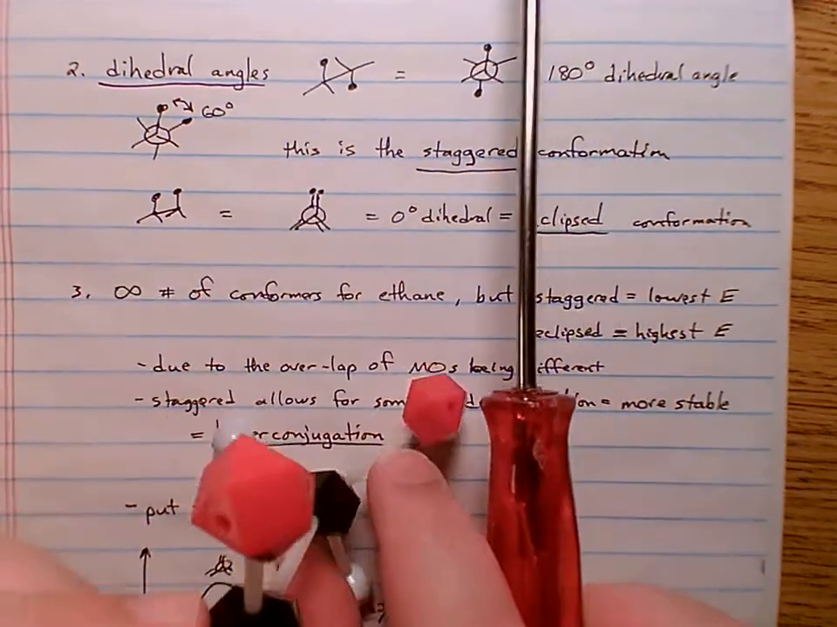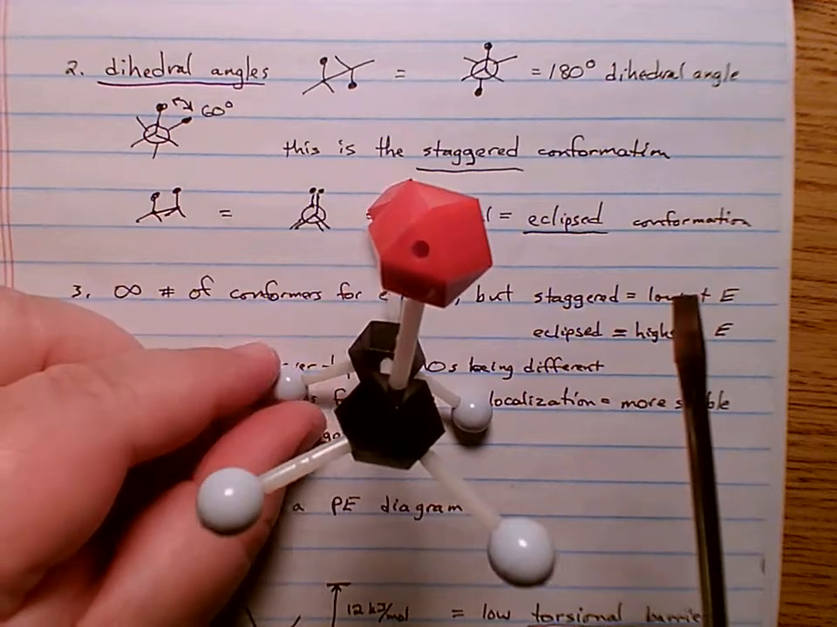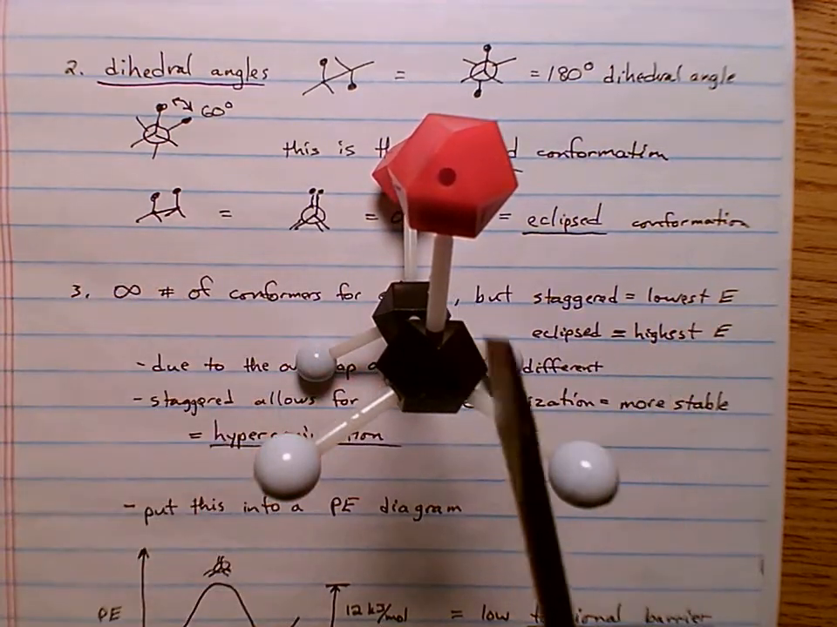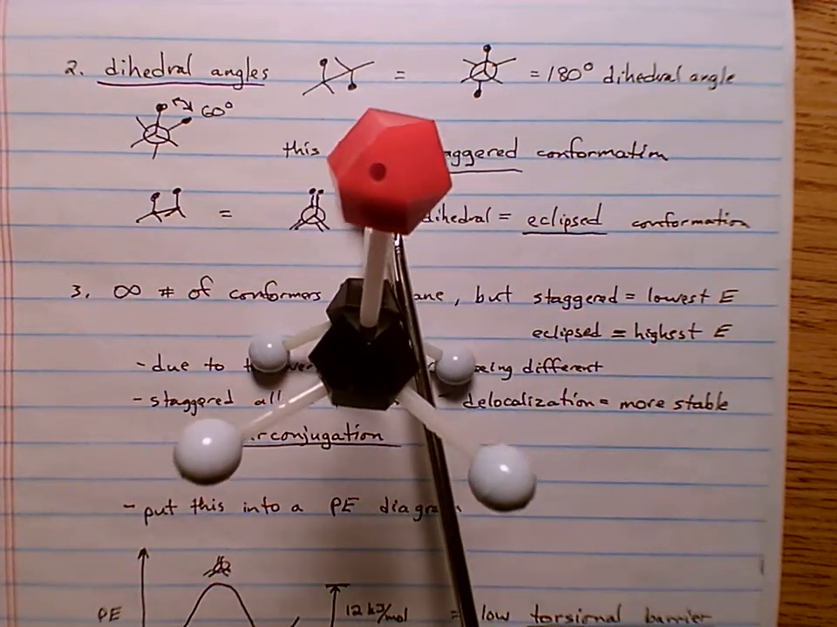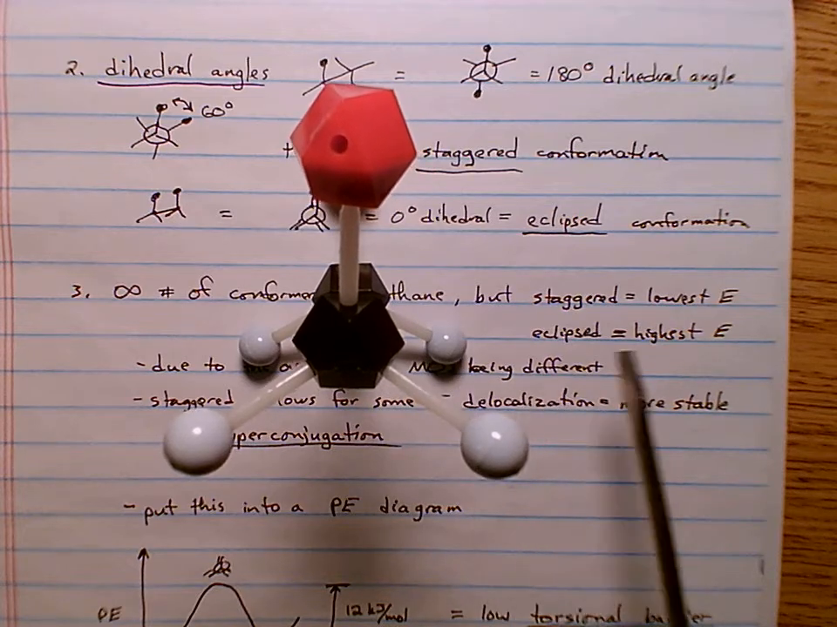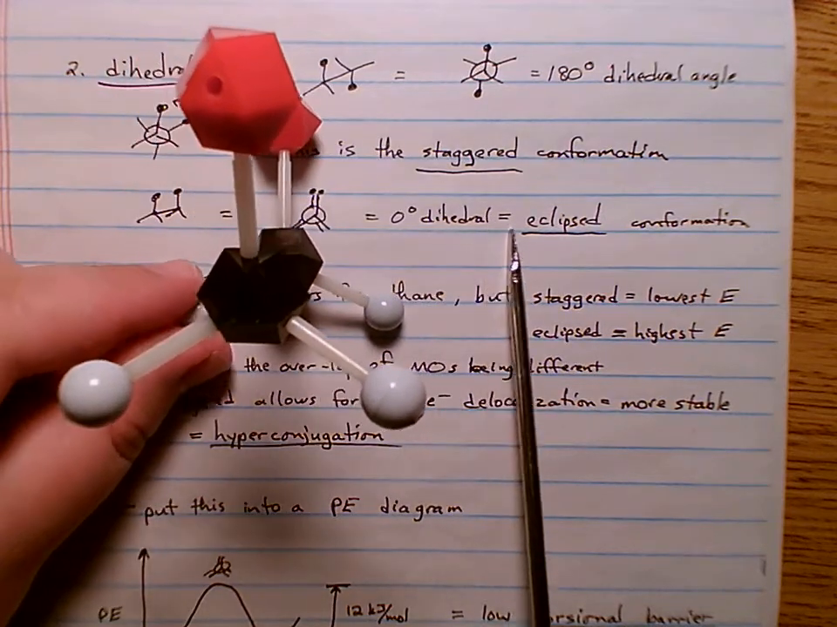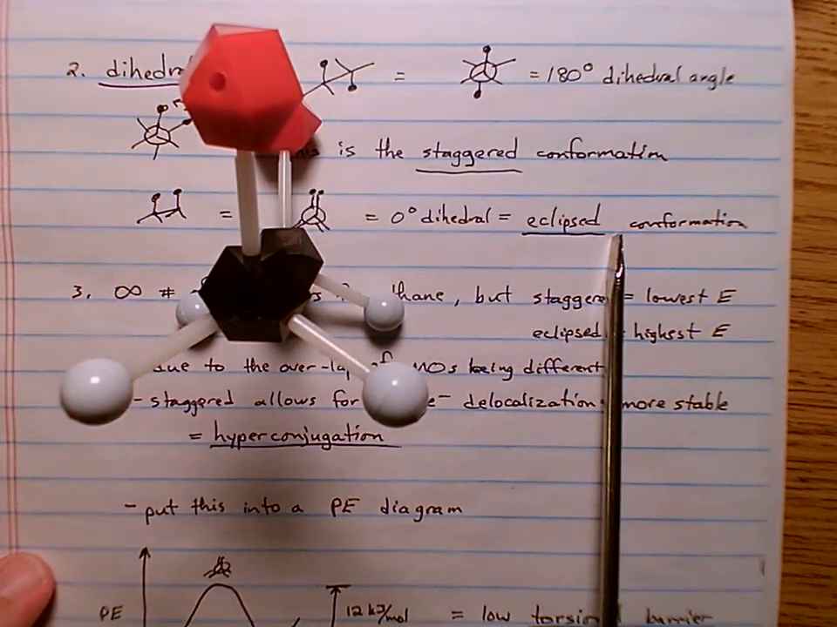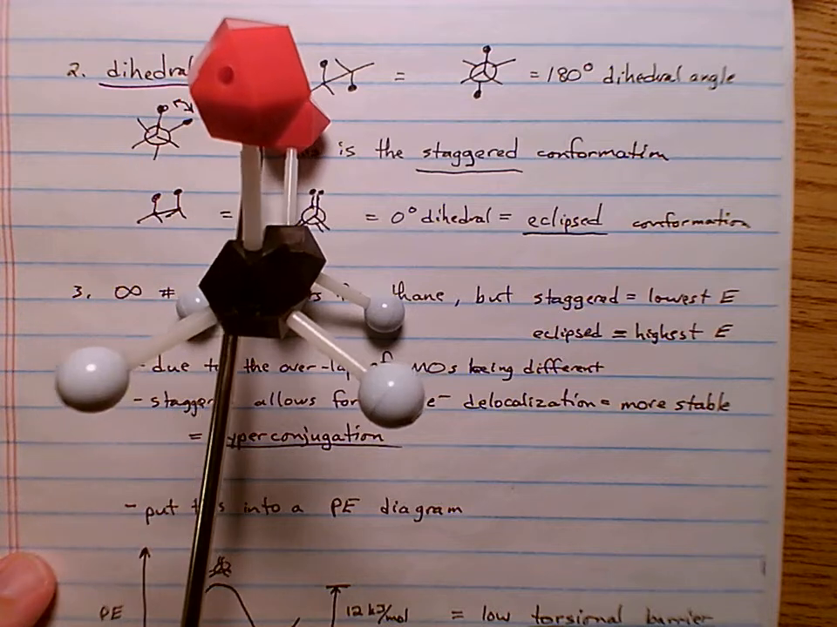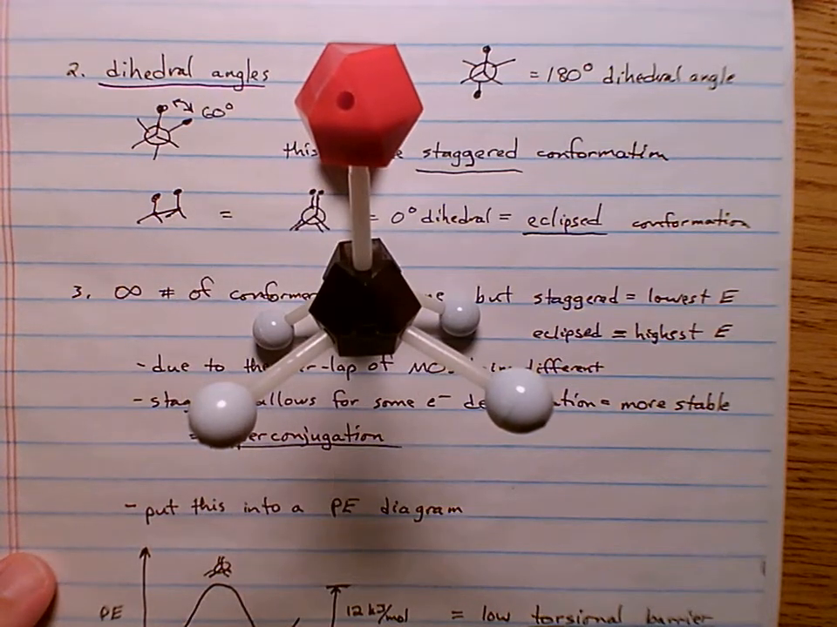All right, or if I did it like this, check this out, 0 degree dihedral angle at this point. The two reds are kind of covering each other up, 0 degree dihedral angle. When we have a 0 degree dihedral angle, we call this the eclipse conformation. You cannot see the back one because the front one is eclipsing it.